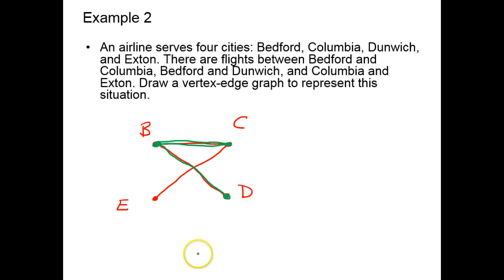That's one way. Now I'm going to use another color to show another way. I want to start at Bedford, so I'm going to go straight to Dunwich. That's 1 edge. Now I'm going to go back to Bedford. That's 2. Now I'm going to go back to Dunwich again. That's 3. So I started at Bedford and I ended at Dunwich, but I used 3 edges. Count them again. 1, 2, 3. So this purple represents the 2nd way to get from Bedford to Dunwich using 3 edges.